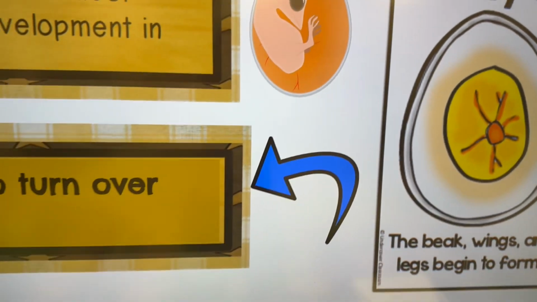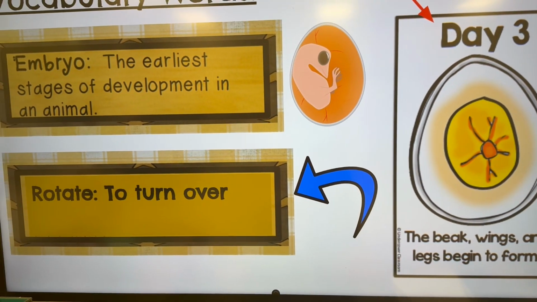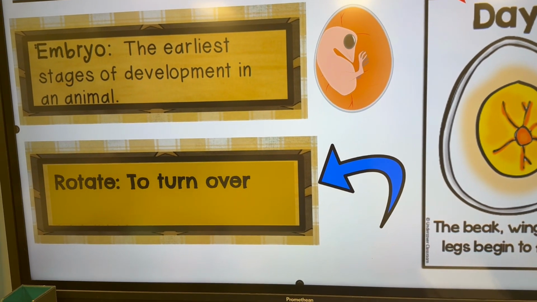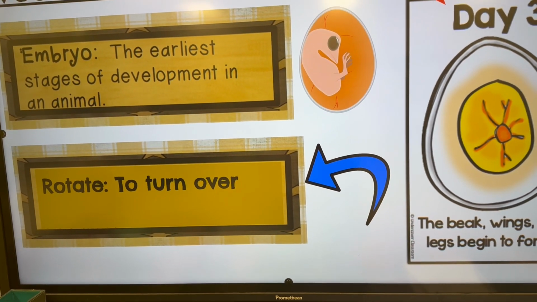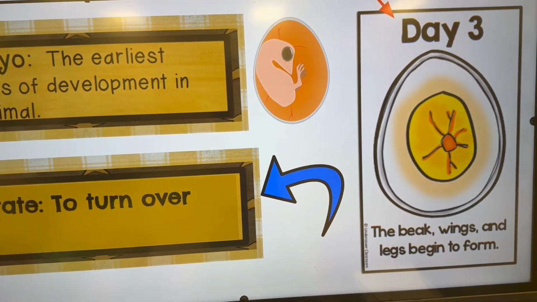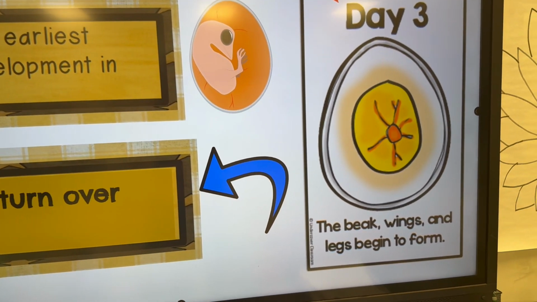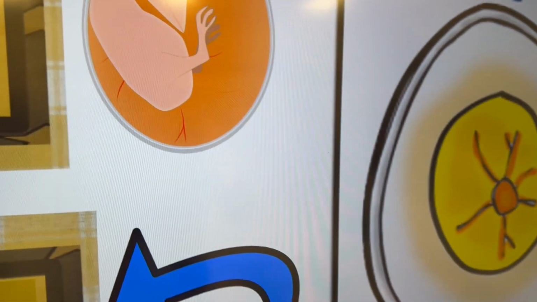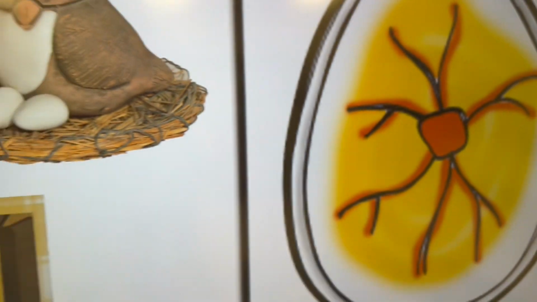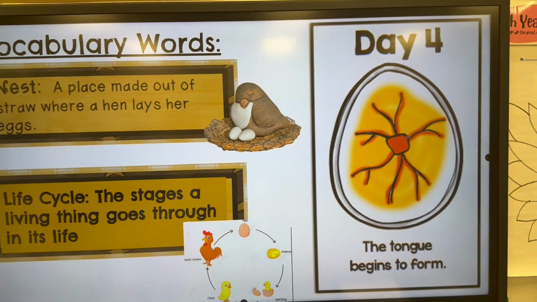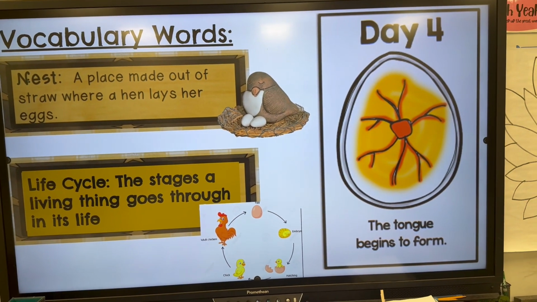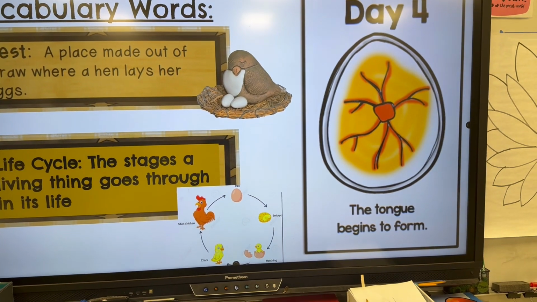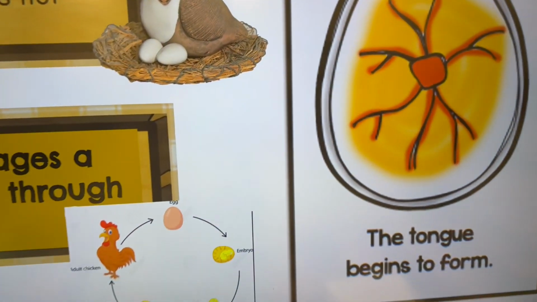On day 3, we learned what embryo means. It is the earliest stage of development. We had our second verb, which was to rotate, or turn over. And we learned that the wing, beaks, and legs began to form on day 3. On day 4, we learned what a nest was, what it's made out of, the life cycle of a chicken, and the tongue began to form.